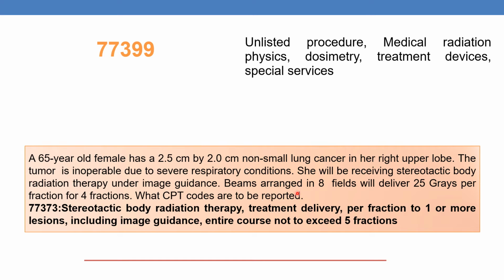What CPT? Here, stereotactic body radiation therapy under image guidance is performed. So, the appropriate CPT is 77373: stereotactic body radiation therapy, treatment delivery per fraction to 1 or more lesions, including image guidance, entire course not exceeding 5 fractions. Here 4 fractions are used. So this is the appropriate CPT 77373. By this we complete stereotactic body radiation therapy.